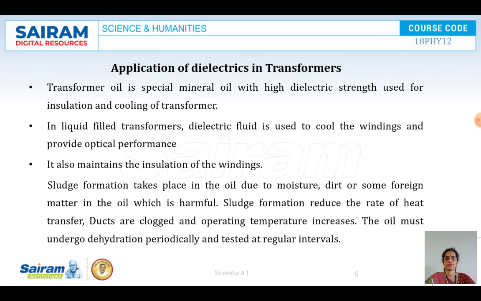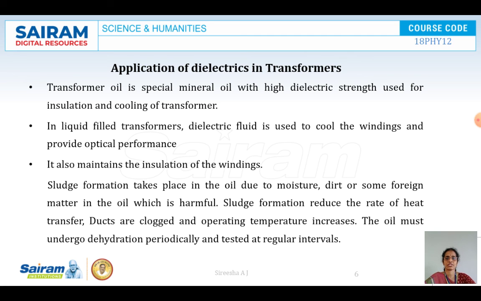In liquid filled transformers, dielectric fluid is used to cool the windings and provide optimal performance. So in liquid filled transformers, the dielectric fluid, which is nothing but a liquid, flows through it, and the heat is taken away by the liquid, thereby it stays at normal temperature and gives optimal performance. It also maintains the insulation of the windings.